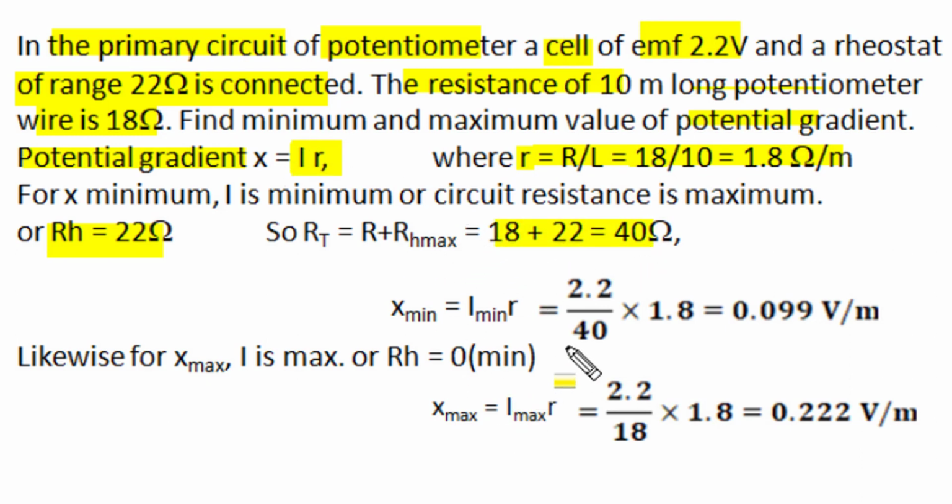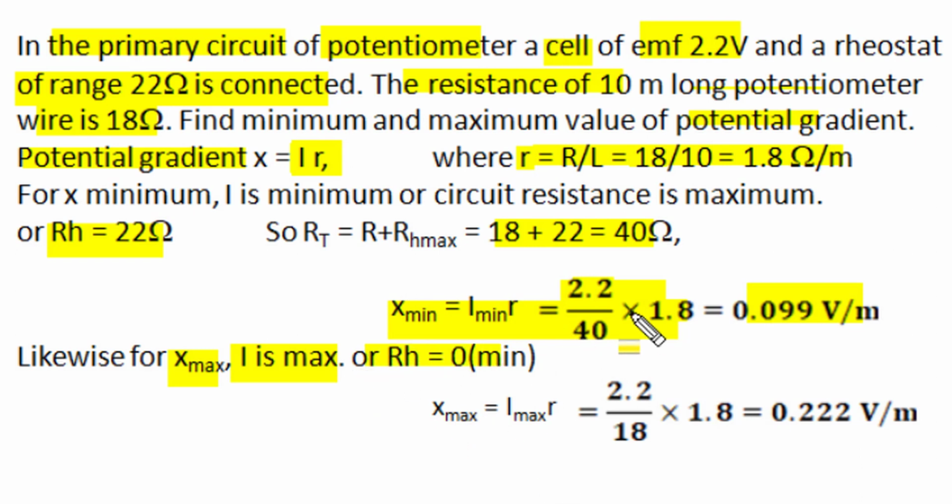So in the primary circuit, a 2.2 volt source voltage with 40 ohm resistance produces this minimum current, and resistance per unit length, when multiplied by the minimum current, gives me the minimum value of potential gradient as 0.099 volt per meter. Now similarly, for maximum potential gradient, the primary circuit current should be maximum, and this can be obtained by the minimum value of rheostat resistance, that is 0.